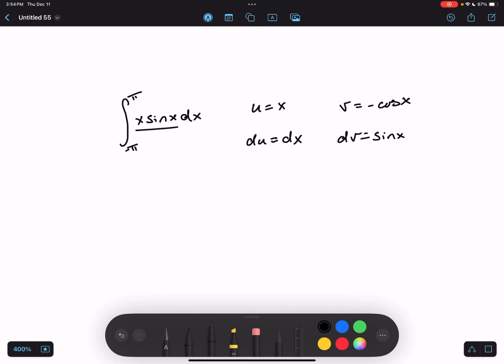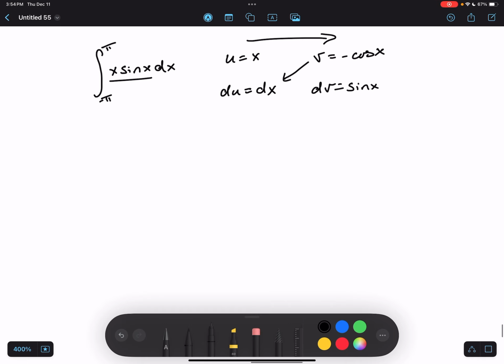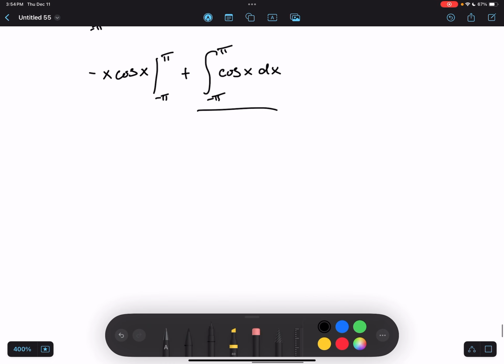With integration by parts, we'll go across the top first and then down over. So what we'll start with is negative x cosine x evaluated from negative pi to pi, minus the integral evaluated from negative pi to pi of negative cosine x. And because it's negative here and a negative here, we can change that to a positive cosine x dx. And now we just need to solve this integral, and then we should be ready to start evaluating.